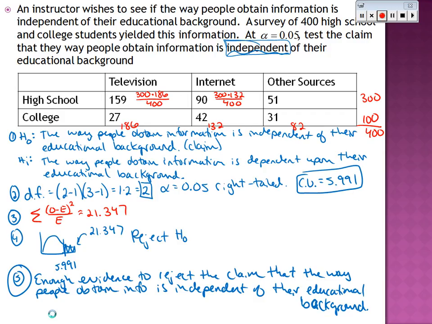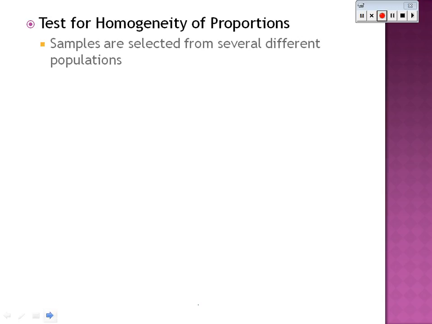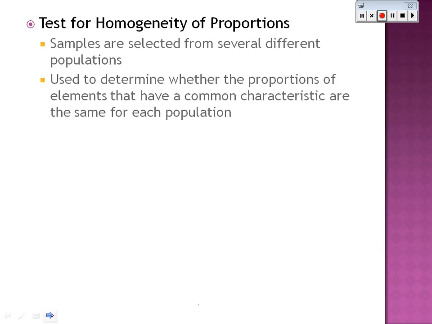Our final test for this unit, homogeneity of proportions. Very, very similar, except for now our samples are being selected from several different populations. When we were testing for independence and our goodness of fit test, all those samples were coming from just one population. Now we're coming from several different populations.